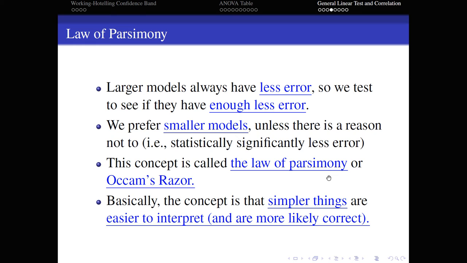It's more complicated. It's harder to interpret. It's probably dealing with more complex concepts, which may or may not be related, so it has a higher tendency to be incorrect. If we have, again, multiple models and we have a smaller one and a larger one, and the larger one doesn't do any better than the smaller one, we tend to stick with the smaller one. That's this idea of the law of parsimony, and it's how we use the general linear test.